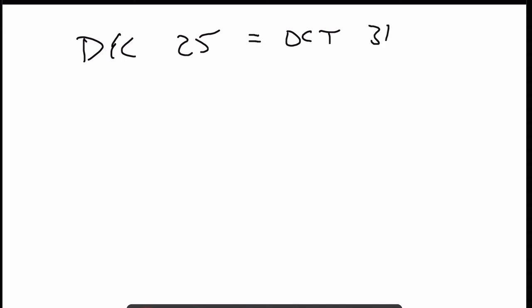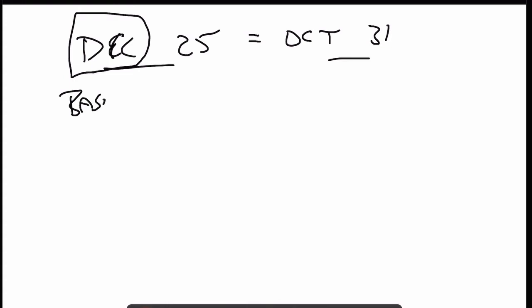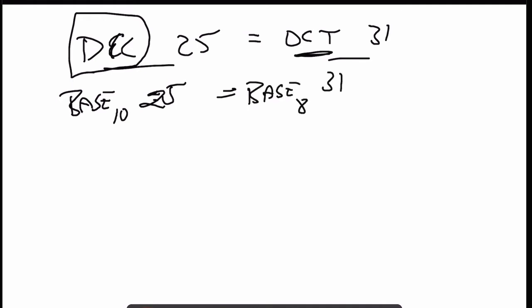Okay, this is a math joke. A math joke? No, you didn't think there were such things? Yes, there are. So December 25th and October 31st, that's Halloween and Christmas, right? Except that what we're saying here, Dec is short for decimal, so that's base 10, 25 equals octal, which is base 8, 31. You're like, wait a second.